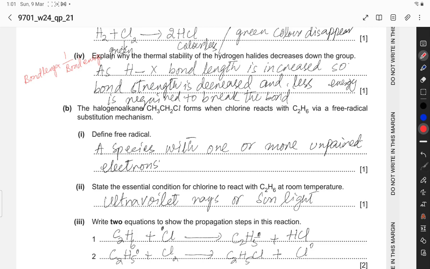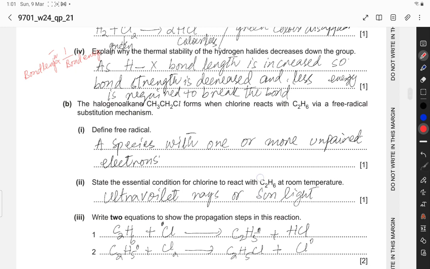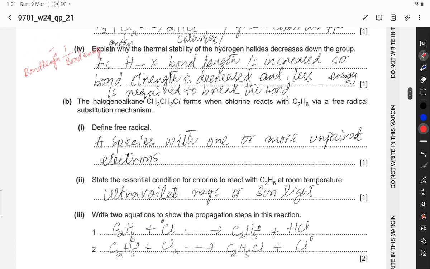So as hydrogen halide bond length is increased, so bond strength is decreased, hence less energy is required to break the bond. So we can say that bond length is inversely proportional to the bond energy. If bond length is more, less bond energy is required. If bond length is shorter, then more bond energy is required. So thermal stability of the hydrogen halide decreases down the group.